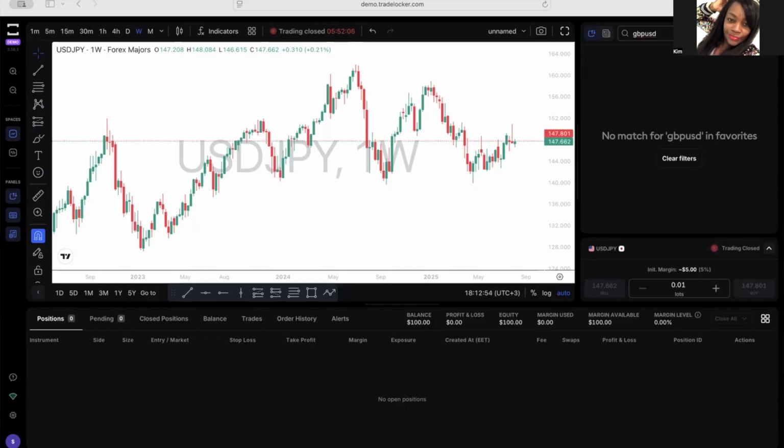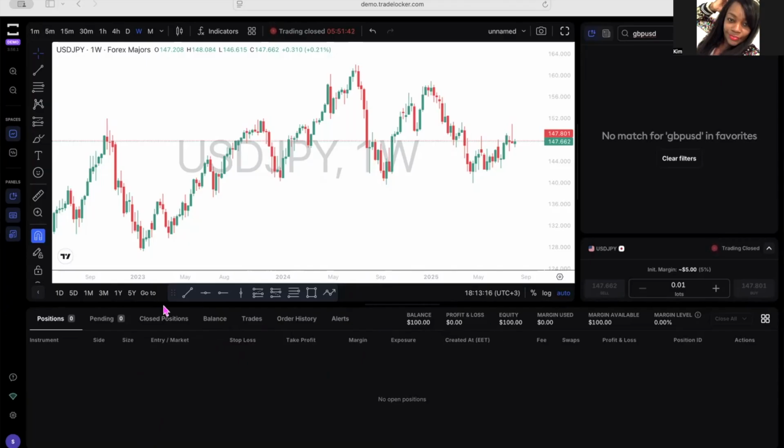So if you have a broker that you can use TradingView with, then I say go with it, but I don't know if they will allow you to do a $100 demo account. That's the only prerequisite that I ask.